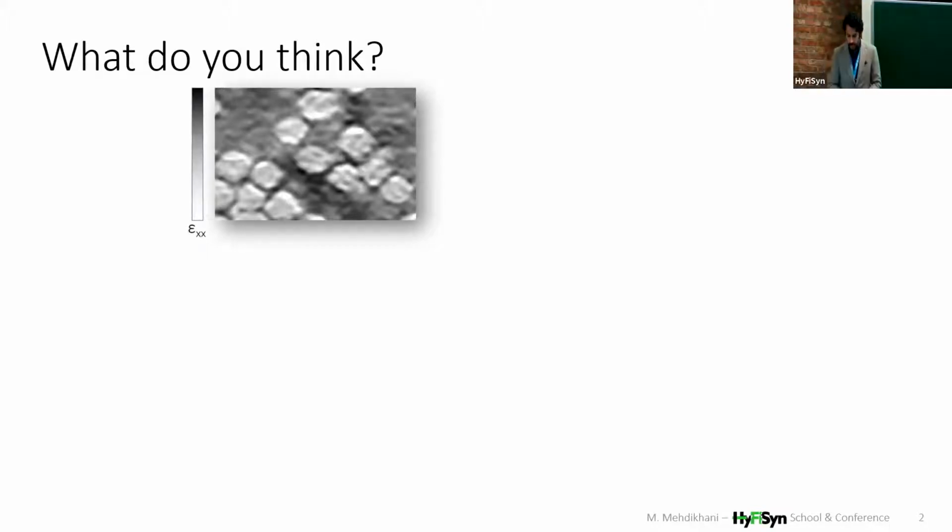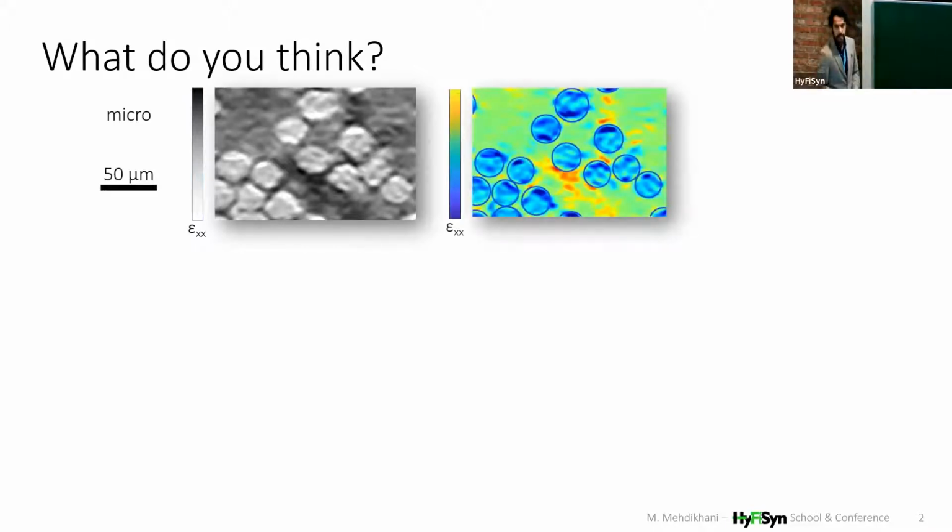No, it's not a micrograph of the surface of the specimen, but it's a strain map taken at the microscale from a fiber reinforced composite using DIC. And this is normally the image that we are used to seeing as a result of DIC, but here I just changed it to a grayscale image.